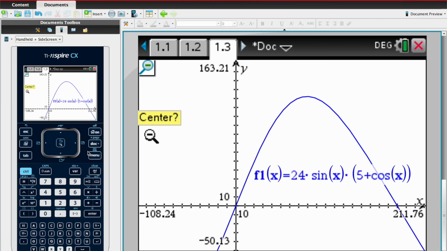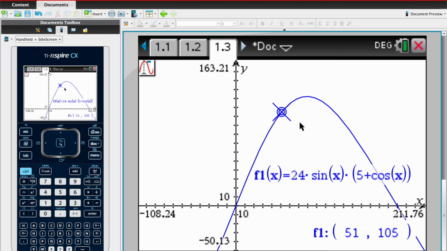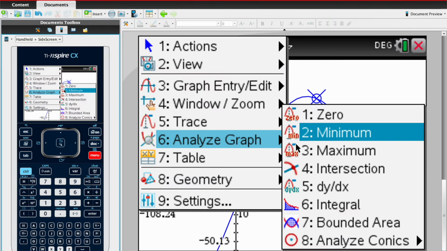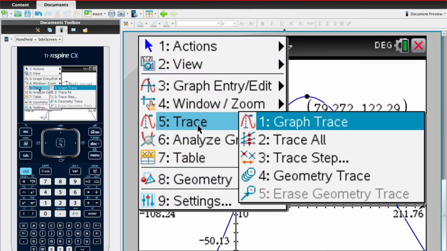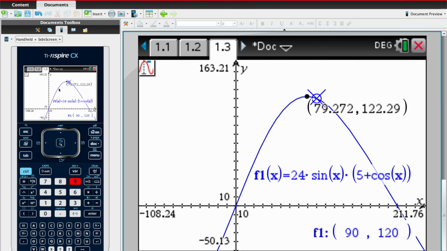So actually, just going to look at the value. So menu, trace, graph trace. What happens when we are at 90? When we're at 90, we've actually started coming down a little. We're at 120. So one thing I'm going to do as well is find where the maximum occurs and then trace for that endpoint of 90. So here's when 90, we're at 120, and the maximum occurs at 79.27, and it's at 122.